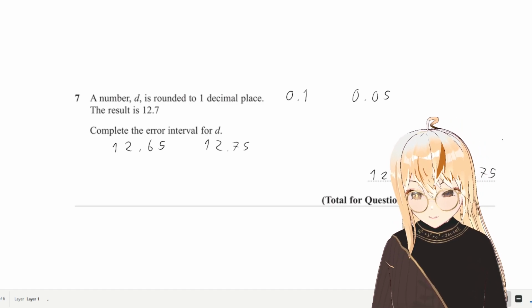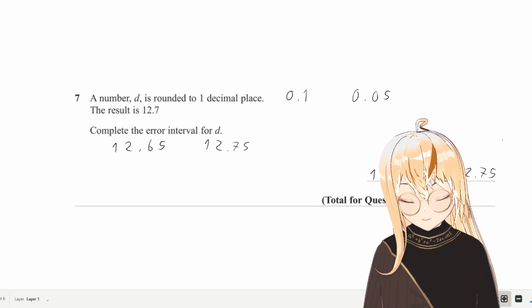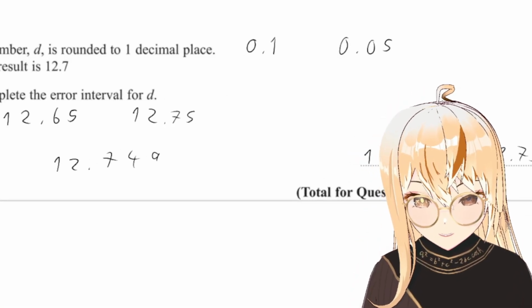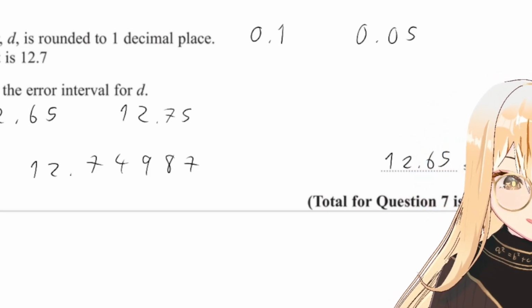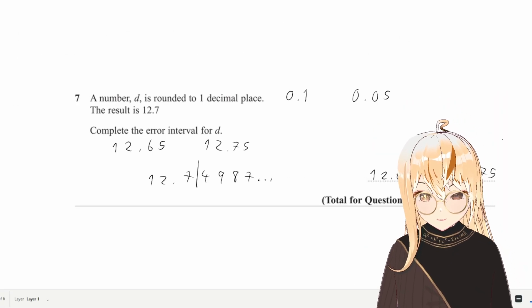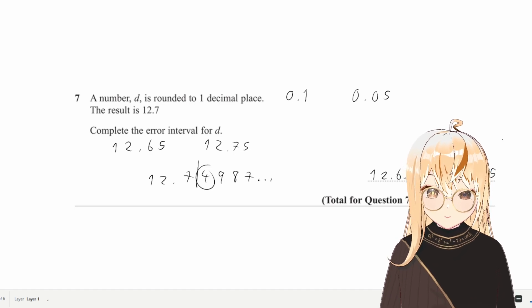Because saying that d is less than 12.75 says that it could be, I don't know, 12.74987 something. But because we're just rounding to one decimal place, we can see that this should round to 12.7.